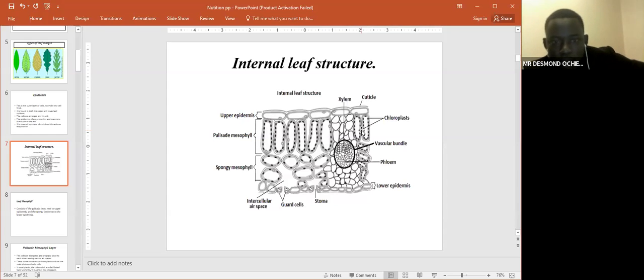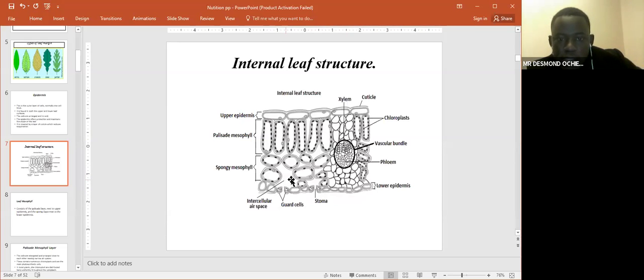And then if you look again, in the lower part here we have the lower epidermis. As you can see, the cells of the lower epidermis surround the guard cells. We know what the guard cells are: the bean-shaped cells which regulate the closing and opening of the stomata. We call them the guard cells.